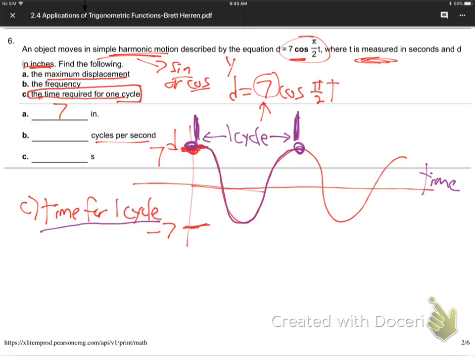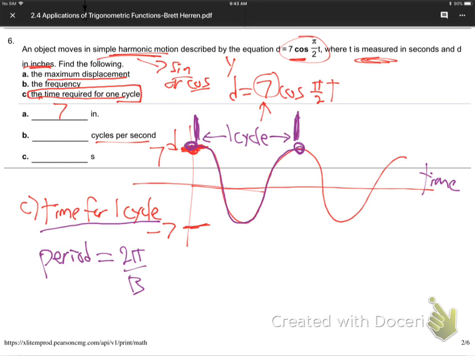What are they really asking? Have we done that before? Period. Exactly. That's just fancy language to say, tell me the period, isn't it? The time for one cycle is period. Very good. I'm glad that many of you grabbed hold of that. Period is how long one cycle is. And we have a formula for period. Anybody remember? 2 pi over b. Very good. You can put that on your 3x5 card for the exam in a week. 2 pi over b.